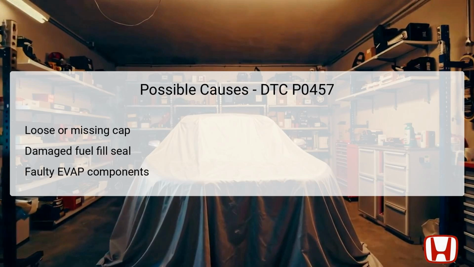Components within the EVAP system, like the fuel tank pressure (FTP) sensor or the EVAP canister vent shut valve, may also fail, which could lead to the same DTC being thrown due to improper system function. It's crucial for technicians to systematically assess these components during troubleshooting.